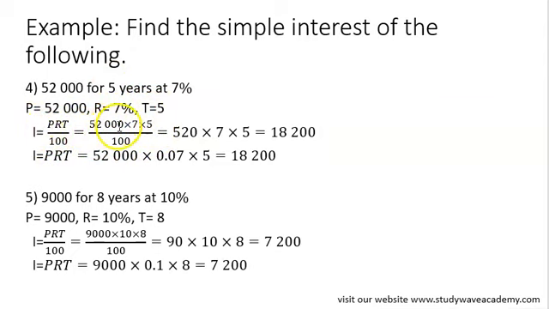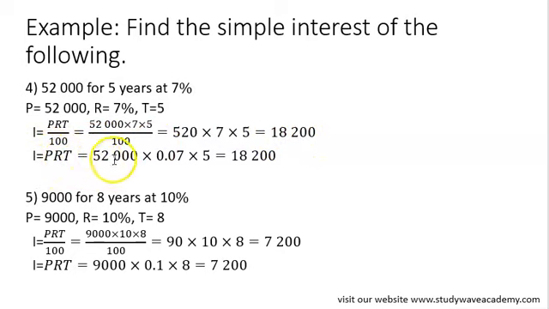This P here is 52,000, the R for the rate is 7, and the time is 5, over 100, the percentage. Okay, we first of all do the cancellation. We cancel 0 with 0, 0 with 0, and write out our remaining equation. We have 520 times 7 times 5. If we calculate everything together, it will give us 18,200. Okay, it will give us what? 18,200.